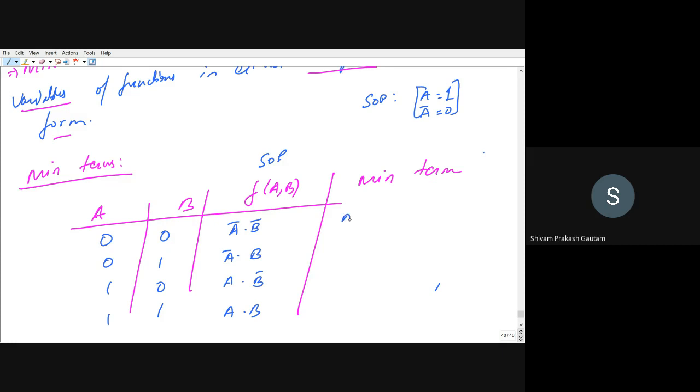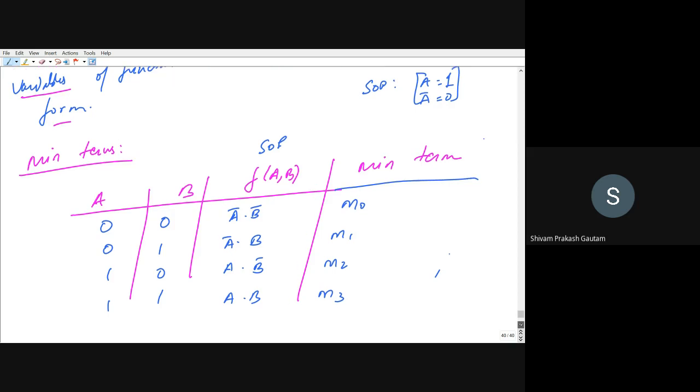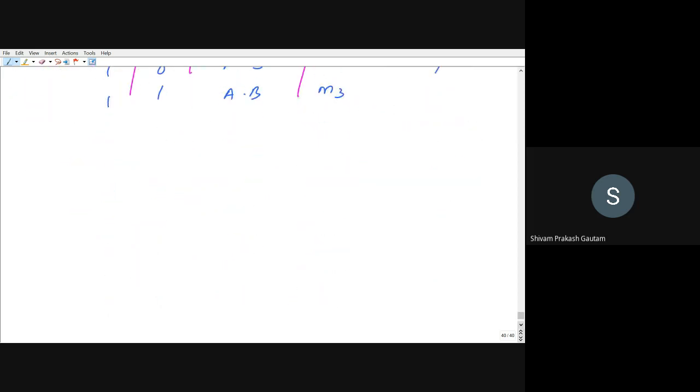So this can be called as minterm 0. This can be called as minterm 1, minterm 2, and minterm 3, right? So this is 2 variable minterm. Similarly, we can have 3 variable minterm, that is A, B, C, function A, B, C. Then we are having minterm.